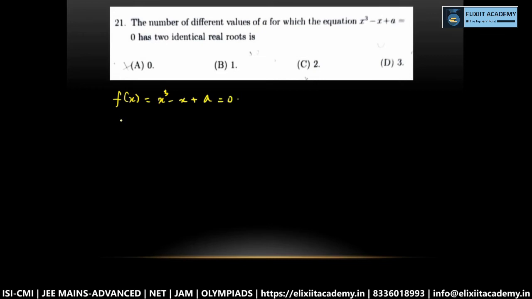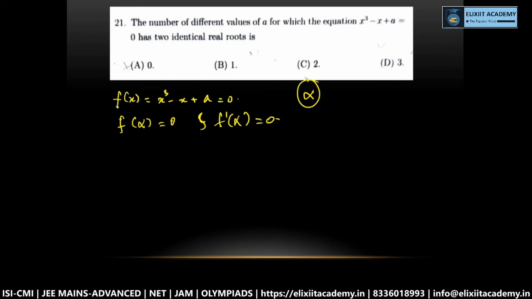When an equation has identical roots, let's say alpha is the root, so alpha and alpha are the two identical roots. So f of alpha will be 0, and f dash of alpha will also be 0. This alpha will satisfy f(x) = 0 and f dash(x) = 0.